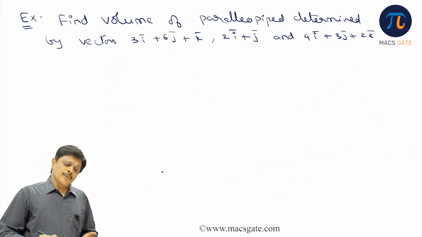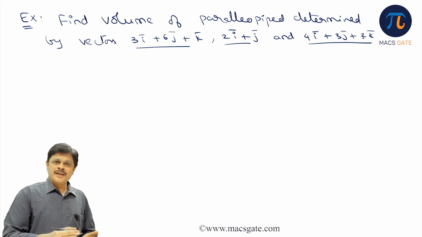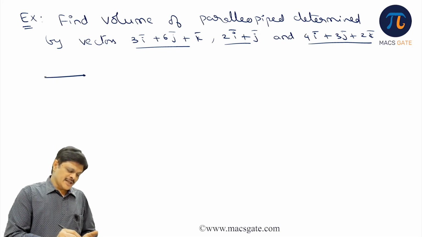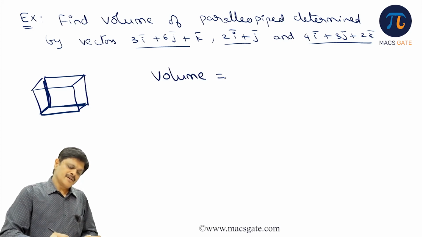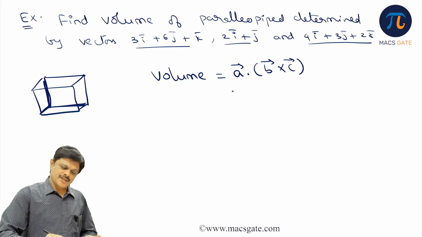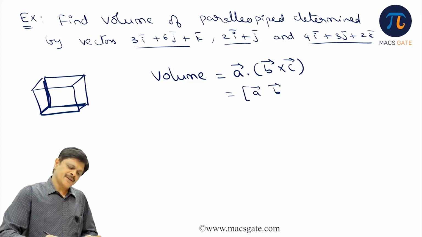One more application: find the volume of the parallelepiped determined by these three vectors. Of course, the three vectors must be concurrent or coterminous vectors. So suppose you are having this parallelepiped, these three vectors must be coterminous or concurrent vectors, as we call them. If these vectors are given, then we can find it. The volume formula is simply A dot B cross C, or the box product or scalar triple product A, B, C.